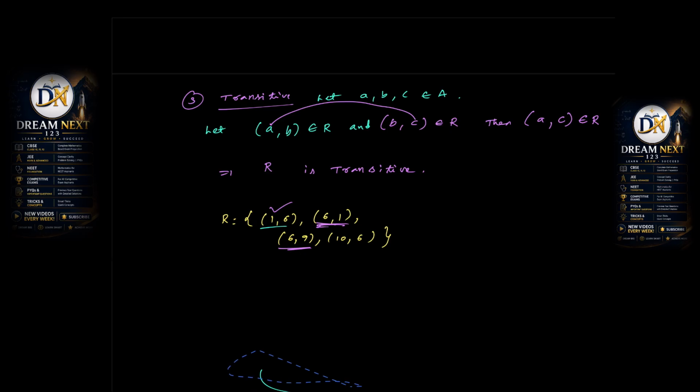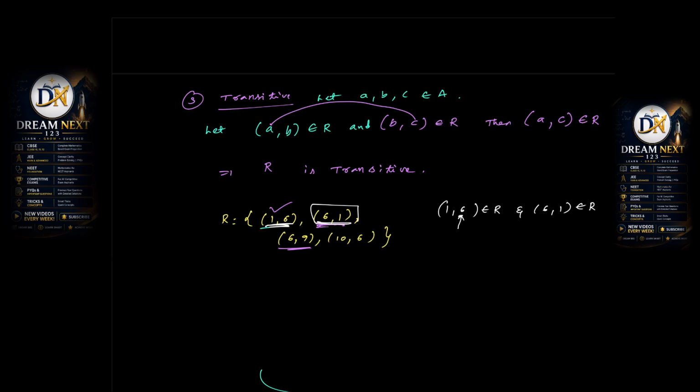First, we have to consider the pair 1 comma 6. We have to identify whether there is any pair which is starting with 6. Yes, this is the pair, and 6 comma 1 belongs to the relation.